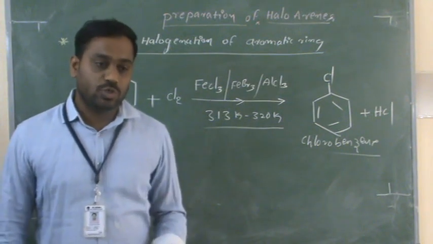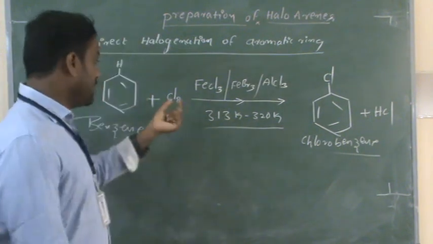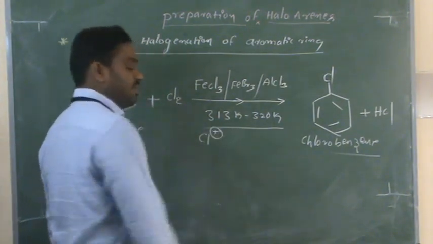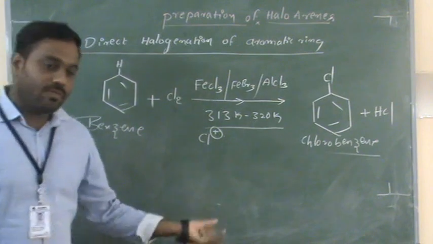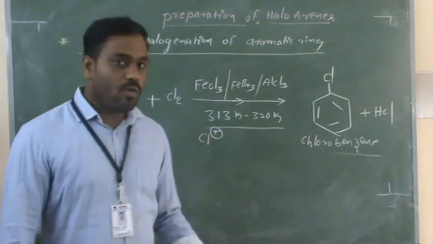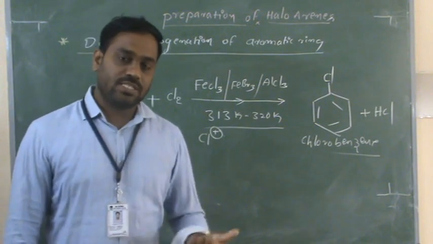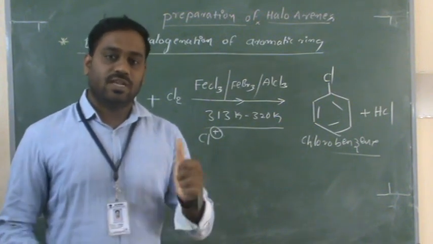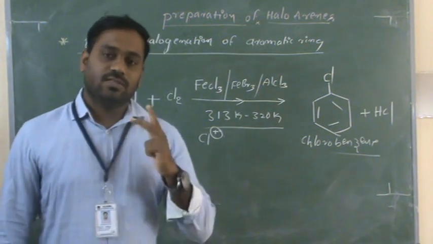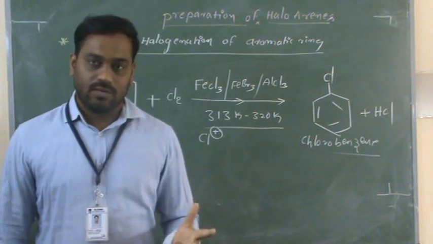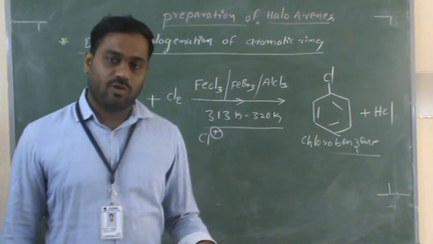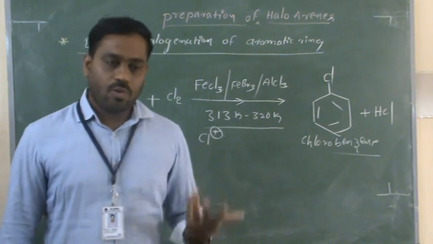Here the electrophile generated is Cl plus. This mechanism we already completed in first PUC, under aromatic hydrocarbons. Go through that, you will get the three-step mechanism. The first step is generation of the electrophile. The second step is attack of the electrophile. The third step is removal of a proton. Okay, so it is very important. You can learn it in the first PUC topic, aromatic hydrocarbons.